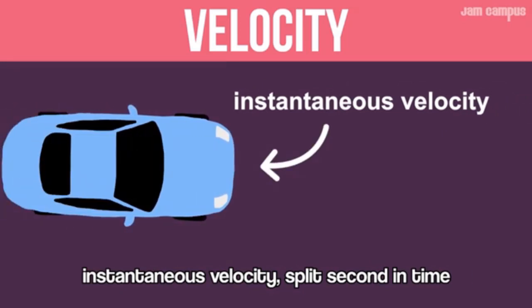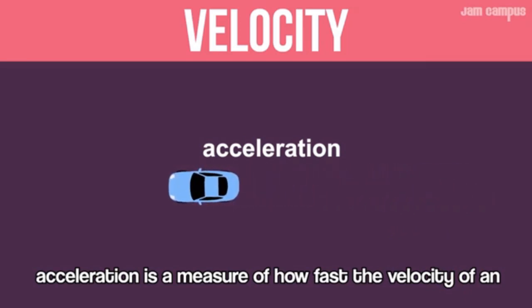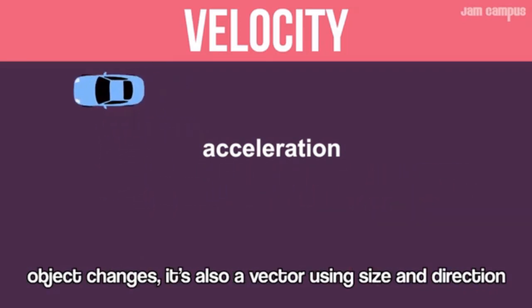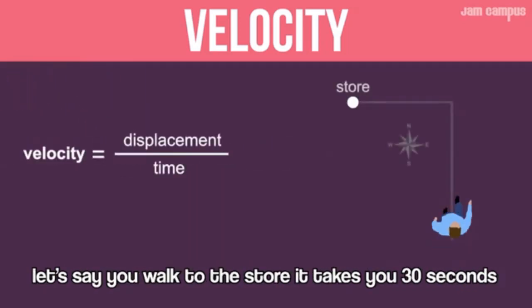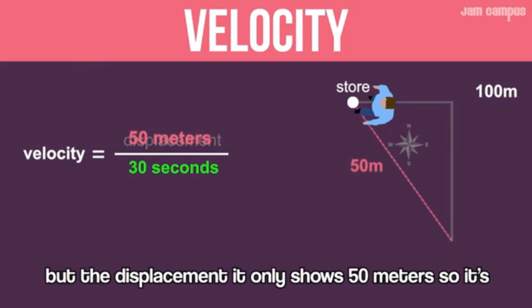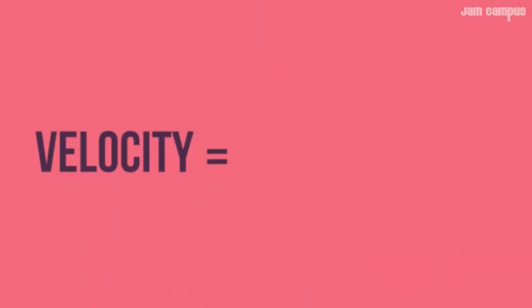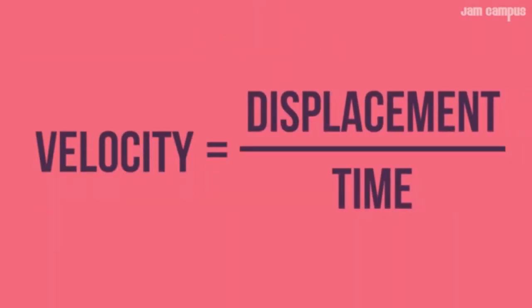Instantaneous velocity is the velocity at a specific moment in time. Acceleration is a measure of how fast the velocity of an object changes. It's also a vector, with size and direction. Let's say you walk to the store and it takes you 30 seconds. Walking west 100 meters is the full distance, but the displacement only shows 50 meters, so your velocity is 1.7 meters per second west. Velocity equals displacement over time.